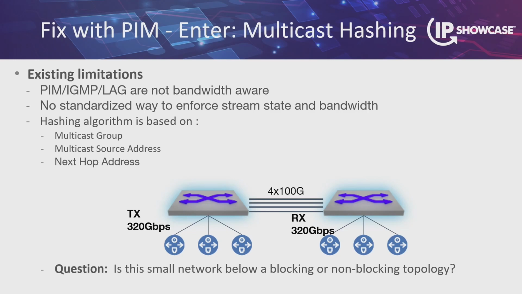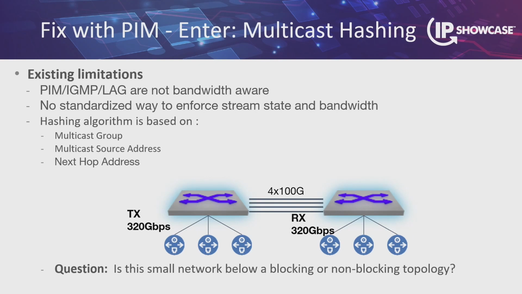Now, the multicast hashing algorithm that I was referring to, there are a number of things that go on there that are used to judge which link you'll actually be traversing. That's based on the multicast group address, the source address, and the next hop, starting from your receiver, going back to your source. It would be impossible, if you have tens of thousands of multicast groups, to strategically assign them so that the hashing algorithm works exactly how you want 100% of the time.